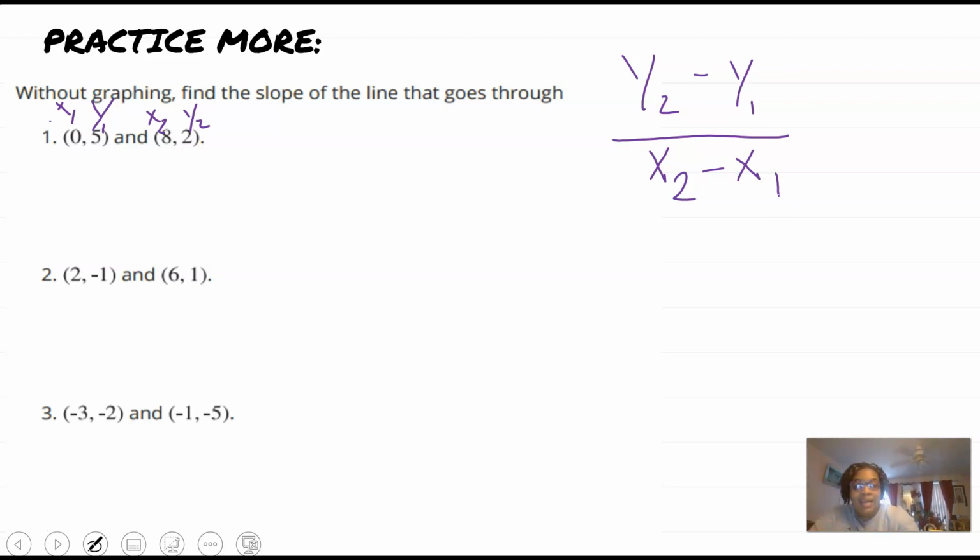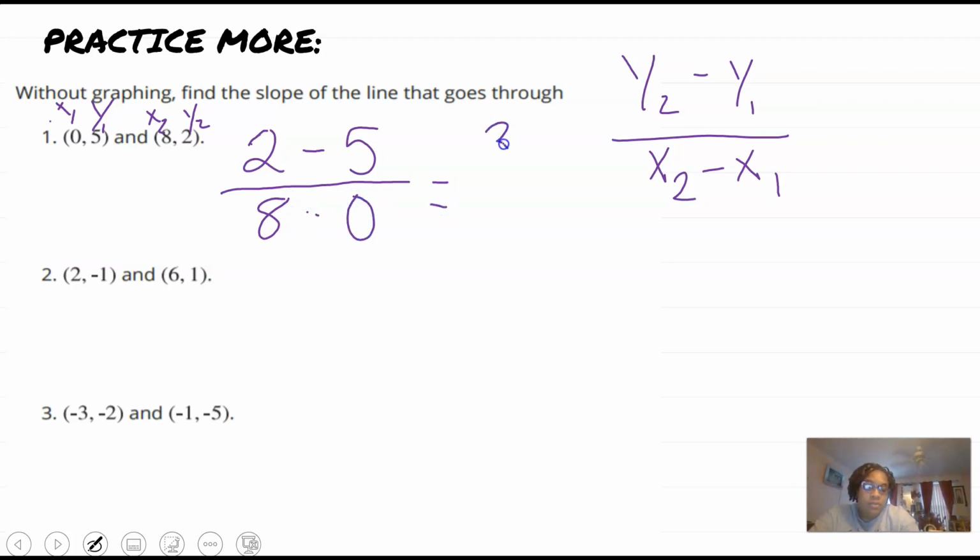So my y2 is actually 2 and my y1 is 5. So it's 2 minus 5 over my x2 is 8 and my x1 is 0. So 2 minus 5 is 3 over 8. Well, negative 3 over 8. Okay, negative 3 over 8. And you can't reduce that. A slope, you do not want it in decimals, so you leave it as is. So our slope is negative 3 over 8. Okay.